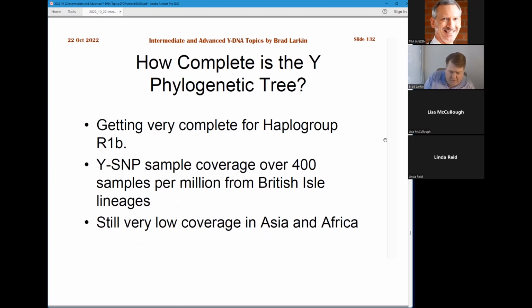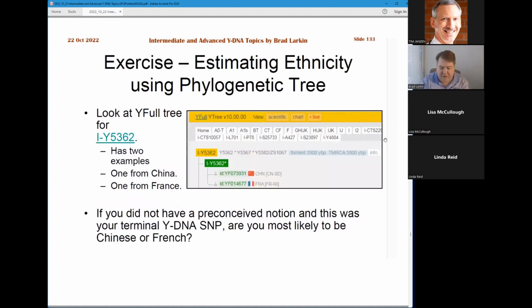So how complete is the Y-DNA phylogenetic tree? We're getting very complete in haplogroup R1b. We have sample coverage of over 400 samples per million in the British Isles, but we still have very low coverage in Asia and Africa. So as an exercise, estimating ethnicity using the tree. Look at the YFull tree for YF536. There are 2 samples. One is from China and one is from France. This is kind of a curious branching. How could that have happened? If I had Y5362, does that mean I'm probably Chinese or French? If you didn't have any preconceived notions, you might wonder.